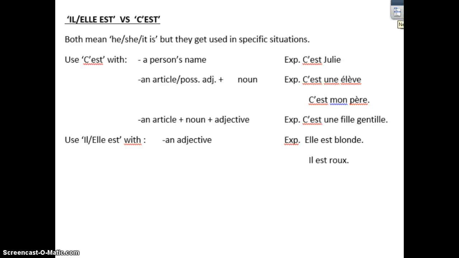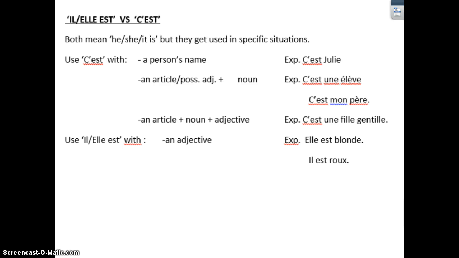Bonjour, French one. Today's lesson is a short but sweet one, all about the difference between either il or elle versus the word c'est. Technically, they both mean the same thing. You can use il or elle or c'est to mean either he, she, or it is. But it's not that il means he is, elle means she is, and c'est means it is. They can all kind of be used interchangeably.